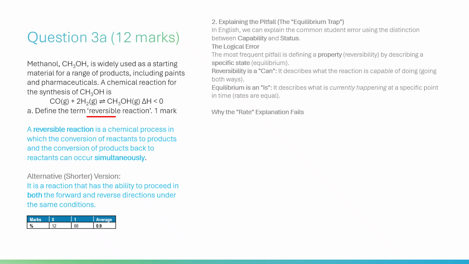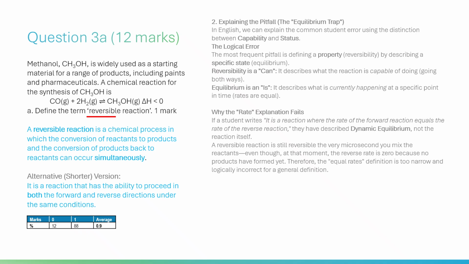Why the rate explanation fails. If a student writes, it is a reaction where the rate of the forward reaction equals the rate of the reverse reaction, they have described dynamic equilibrium, not the reaction itself. A reversible reaction is still reversible the very microsecond you mix the reactants, even though, at that moment, the reverse rate is 0 because no products have formed yet. Therefore, the equal rates definition is too narrow and logically incorrect for a general definition.